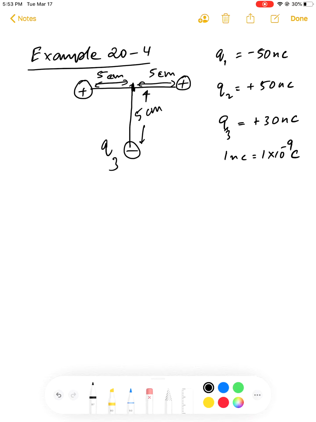The charges are given in nanocoulomb units. So 1 nanocoulomb is 1 times 10 to the minus 9 coulombs. So you're going to express all these three charges in terms of coulombs when you're calculating the forces, because that's the SI unit. We will also have to use meters for any calculation involving distances. Right now it's given in centimeters, so we'll have to solve using meters.